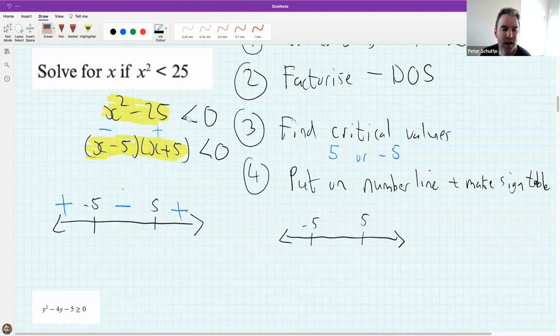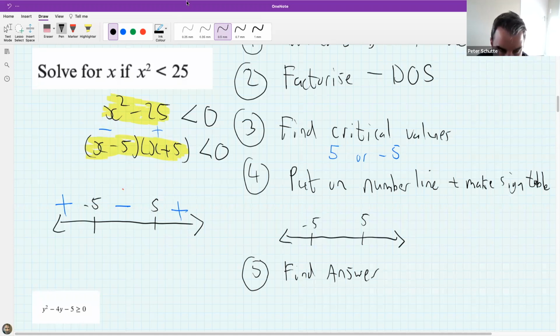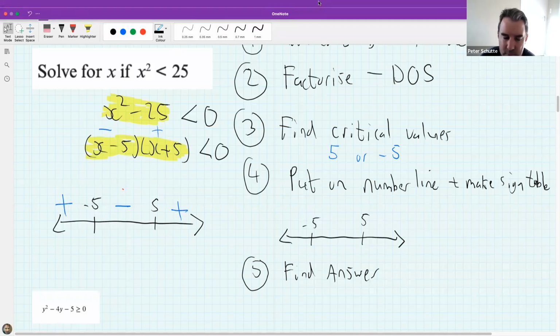Okay, now I need to read off my answer. So that's the last step. The last step is find answer. Now, I want you to predict in the chat, what do you think the answer is for this question? And I'm going to go to Tigger Batso. If we can unmute Tigger Batso now.